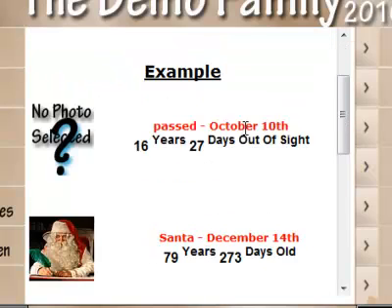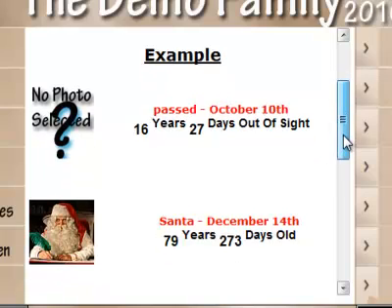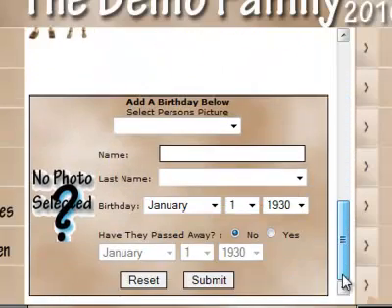It says it was added successfully, and here it is. The person that we put in passed. Since we selected example as their last name, they went under the example category, and it says 16 years and 27 days they've been out of sight. So that's a way you can input the family's birthdays.